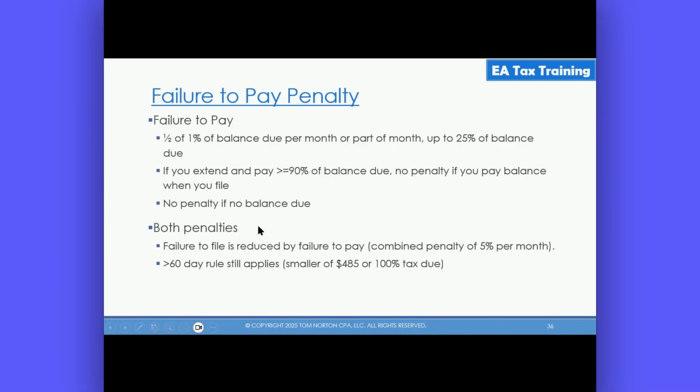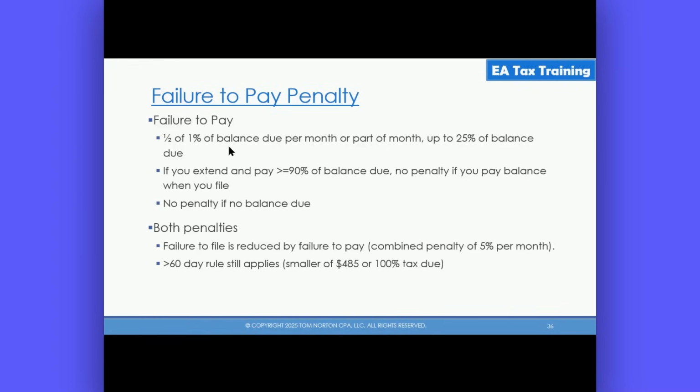Failure to pay penalty. So this is separate from failure to file. So you may have filed your return on time, but you didn't actually pay on time. You could have a failure to pay penalty. Or maybe you didn't file your return on time, and of course you didn't pay either, then you're going to have a failure to pay penalty. So this penalty is 0.5% of the balance due per month or part of a month, up to 25% of the balance due. So again, if you owed $1,000 and you didn't pay it, well, 0.5% of that is only $5.